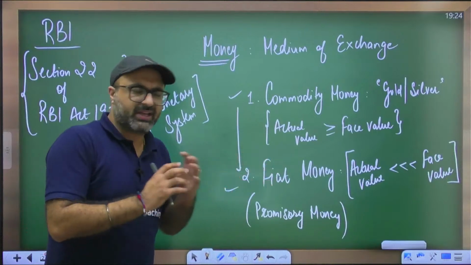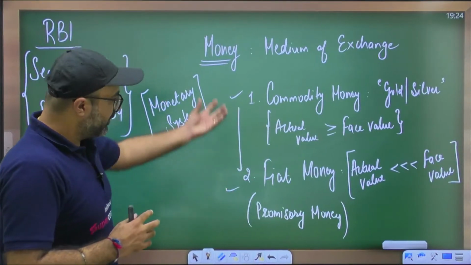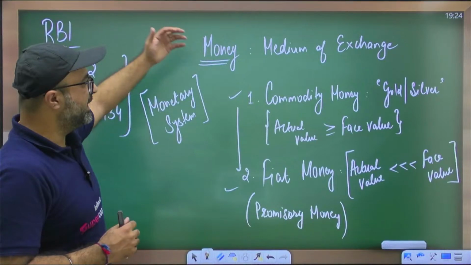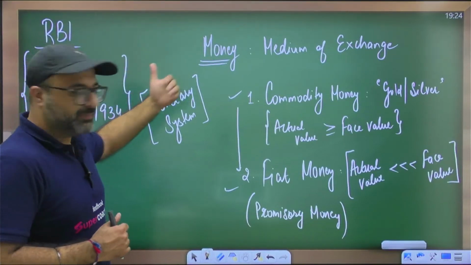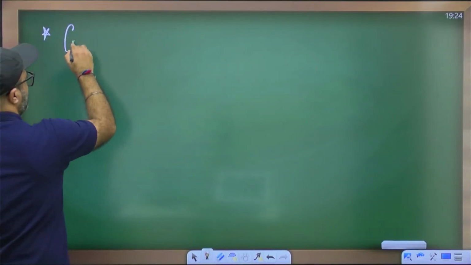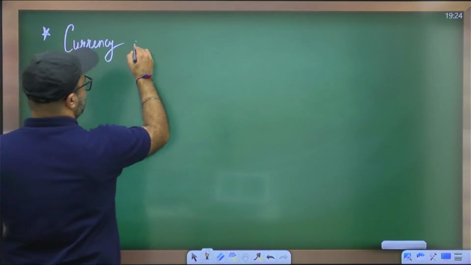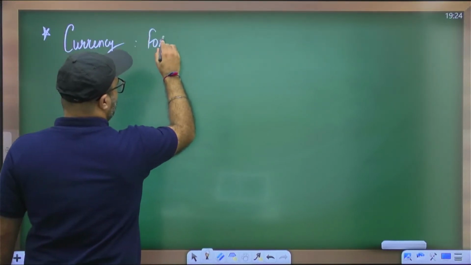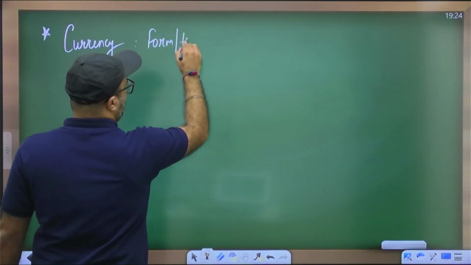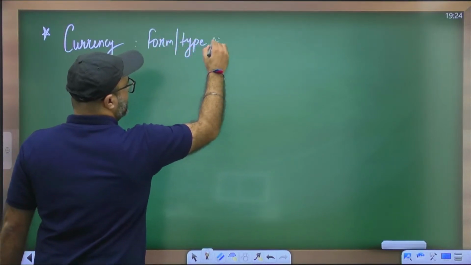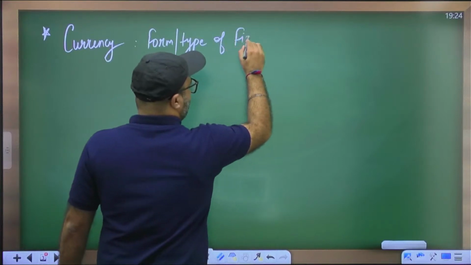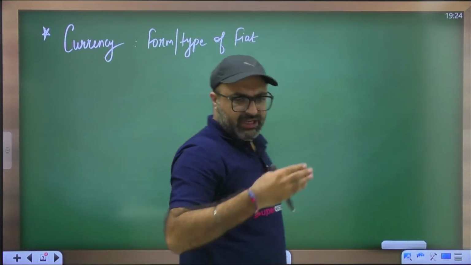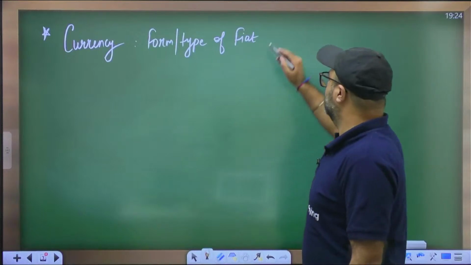This was the case. Now, from this commodity money and fiat money, there is a term which is disturbing you, and that term is, actually, what is currency? Obviously, currency is basically a form of fiat money, or you can say it's a type of fiat money. But is it correct to say that currency changes with change in nation? That is incorrect.